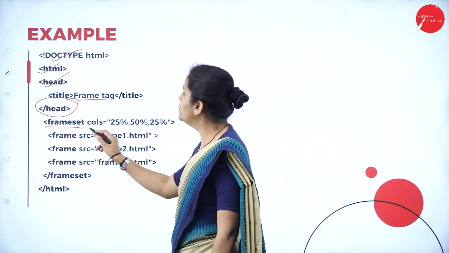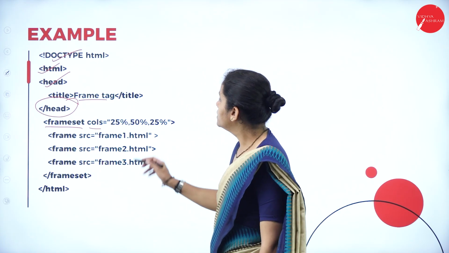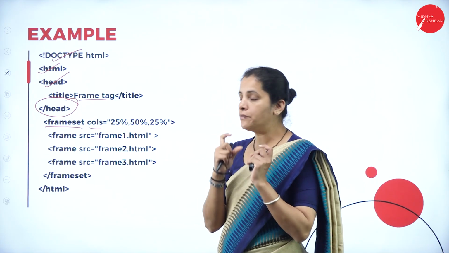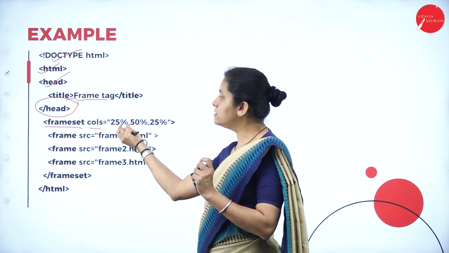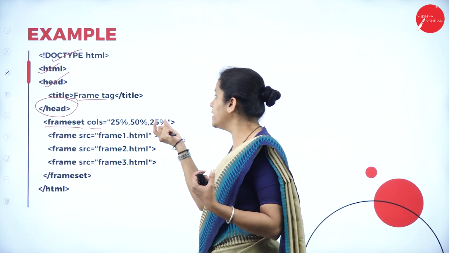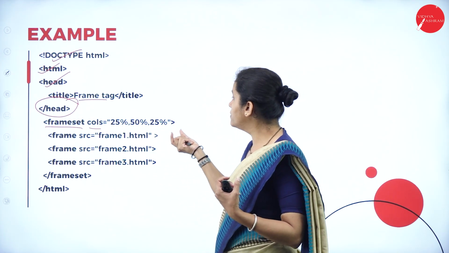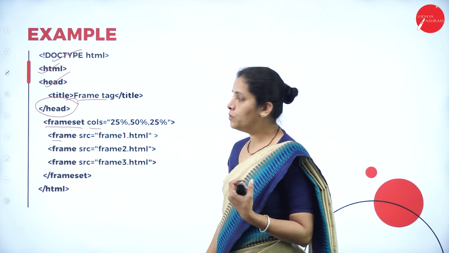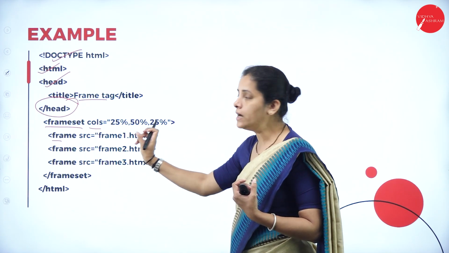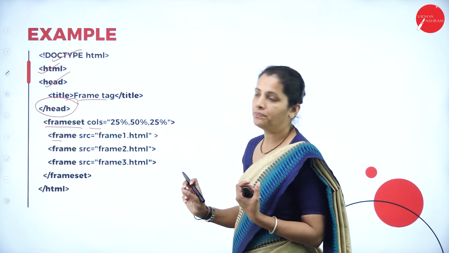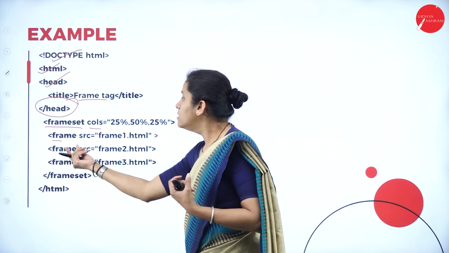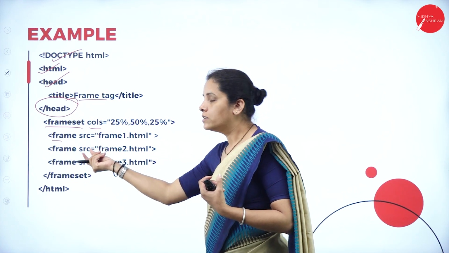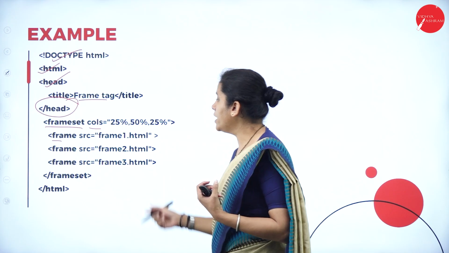I'm going to use columns. I want to divide the entire window into 3 frames. So for the first frame, what is the size? It is 25%, the second frame 50%, and the third frame 25%. So I'll start with frame. What is the source address? frame1.html. Next, the second one is frame2.html, and the third one is frame3.html.